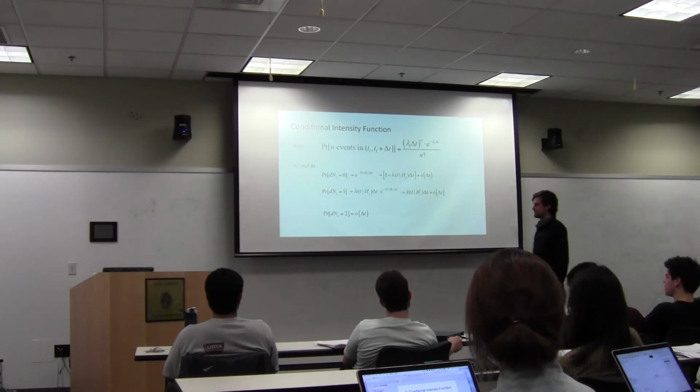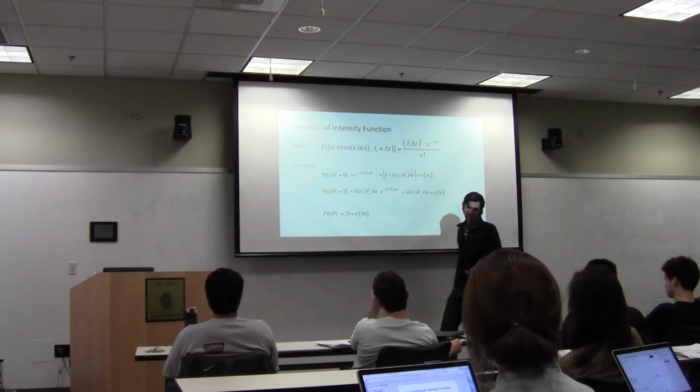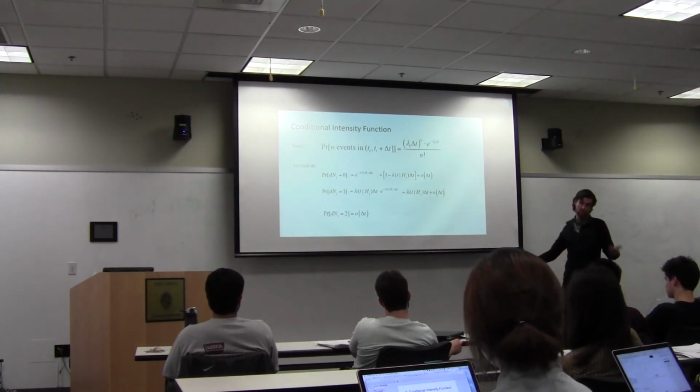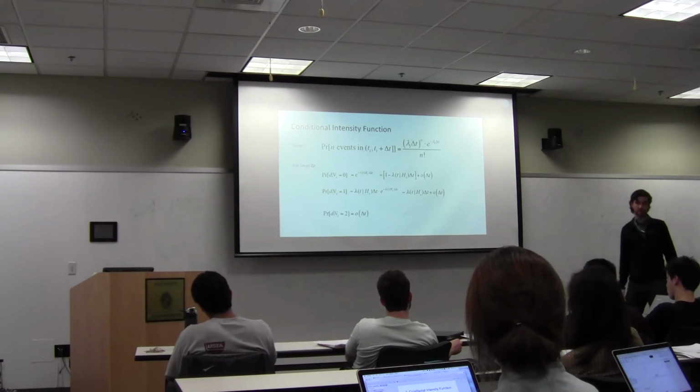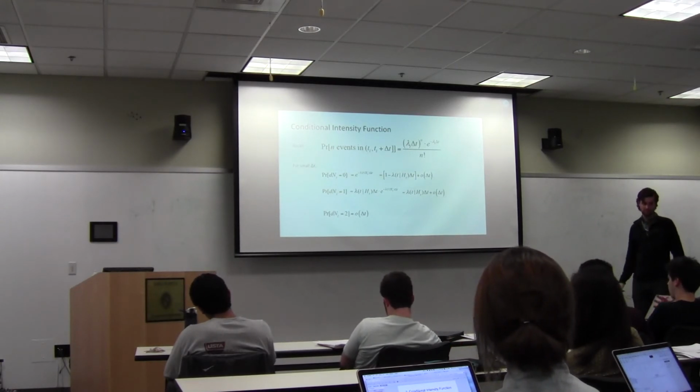So it's good to be aware of this, but keep in mind this isn't always the case, right? Maybe your delta t is so big that you could potentially have more than one spike, in which case these assumptions may not hold true. Okay.